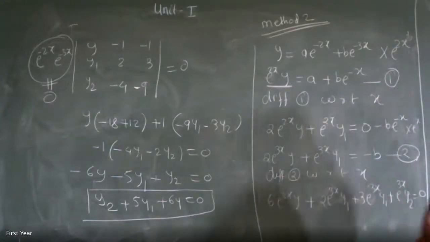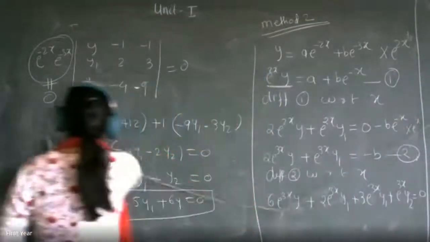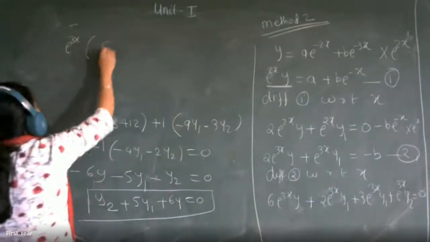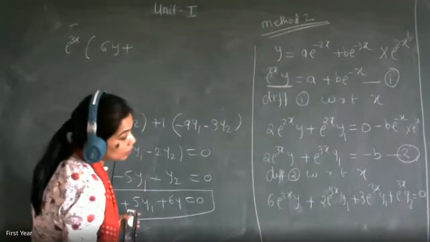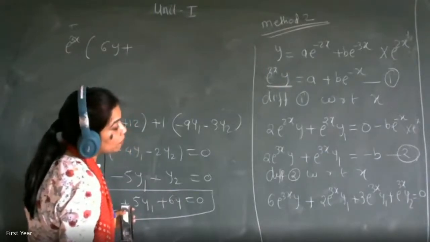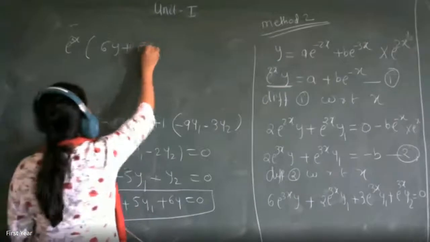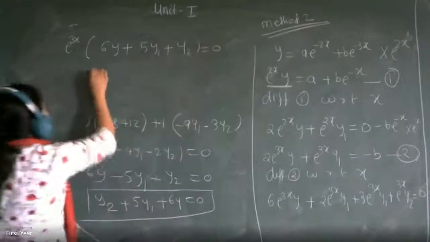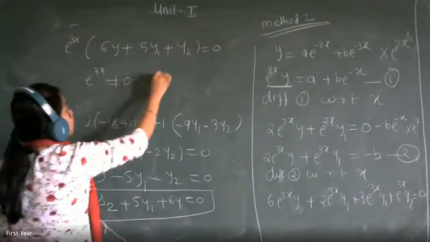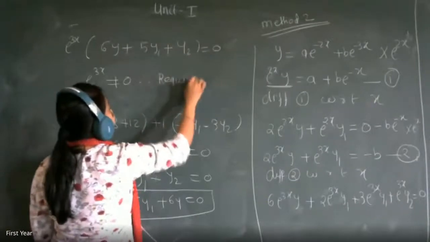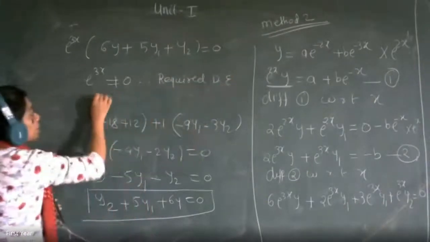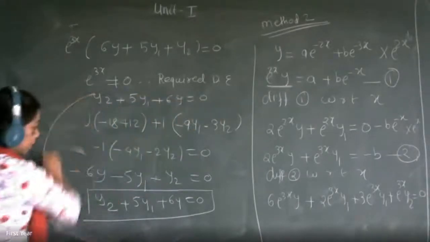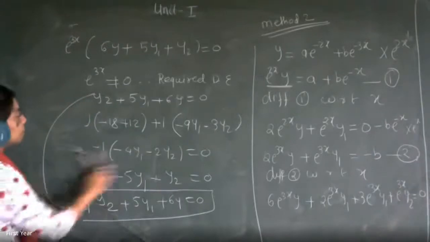Now you remove e raised to 3x out and what will you get? So e raised to 3x अगर कॉमन ले रहे हैं तो 6y plus y1 के साथ, मिडल दो टर्म्स दोनों ही y1 के साथ हैं. Both of them are with y1. So 2 and 3, 5y1, and plus y2 is equal to 0. Again e raised to 3x is never 0. Therefore the required differential equation is y2 plus 5y1 plus 6y is equal to 0, which is the same as the one we got by the determinant method.